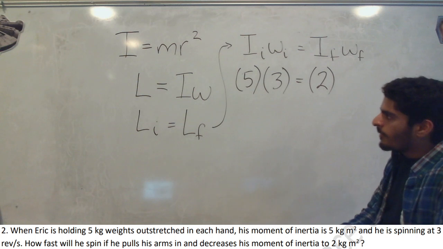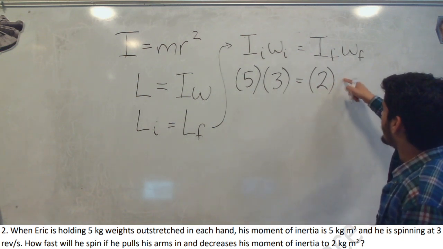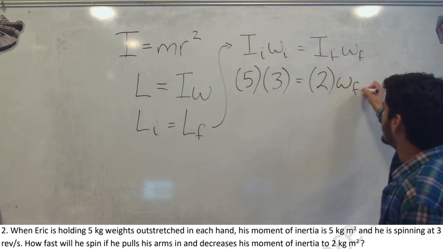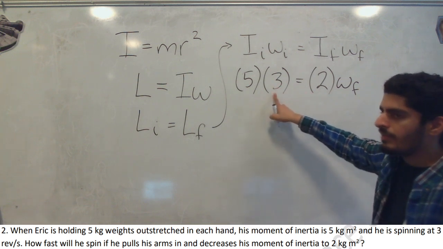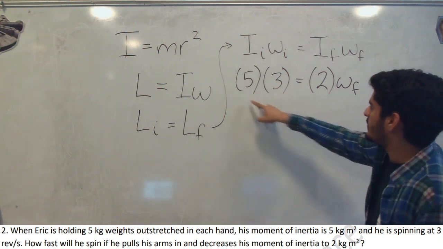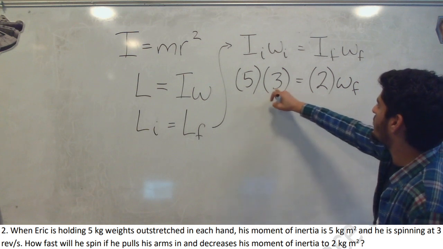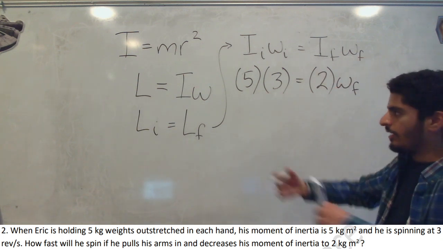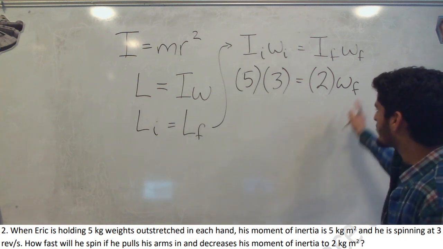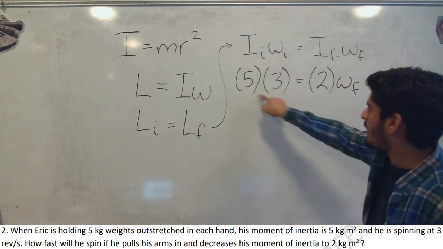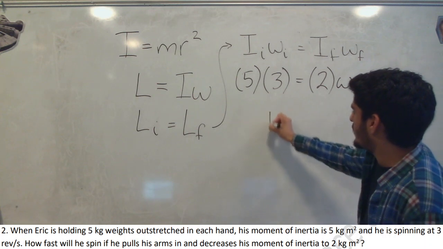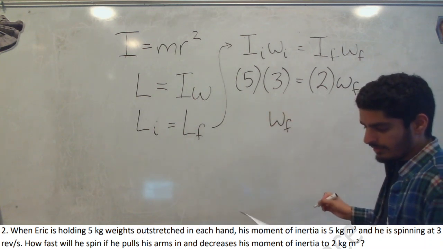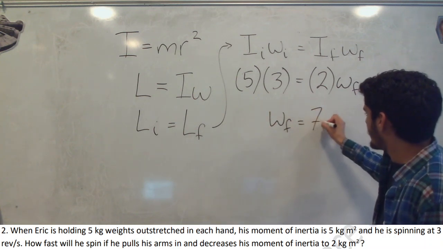So right off the bat, we know that the value for our omega final has to be bigger than our initial omega, because if we're decreasing our moment of inertia, we have to increase our omega in order to balance it out, like an inverted proportion. And so this is just algebra. 5 times 3 divided by 2. You should get omega final gets you 7.5.